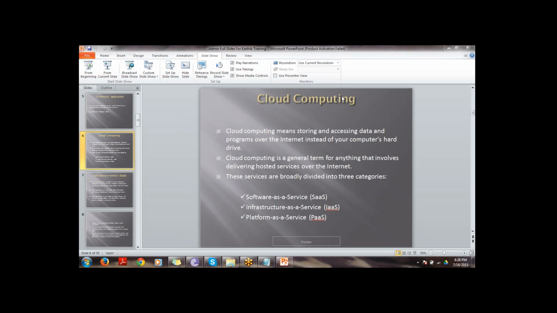Cloud computing is nothing but storing and accessing the data or programs over the internet. Then we will call it cloud computing. Our cloud computing mainly depends on three terms, guys. Remember: software as a service, platform as a service, and the last one is infrastructure as a service. Now we'll see one by one.